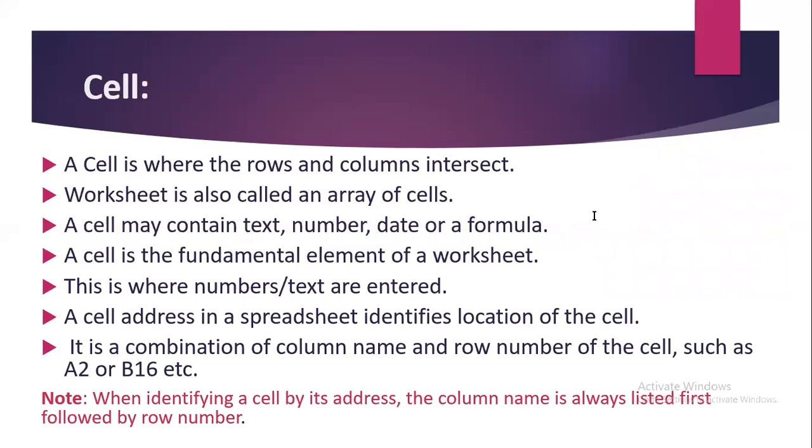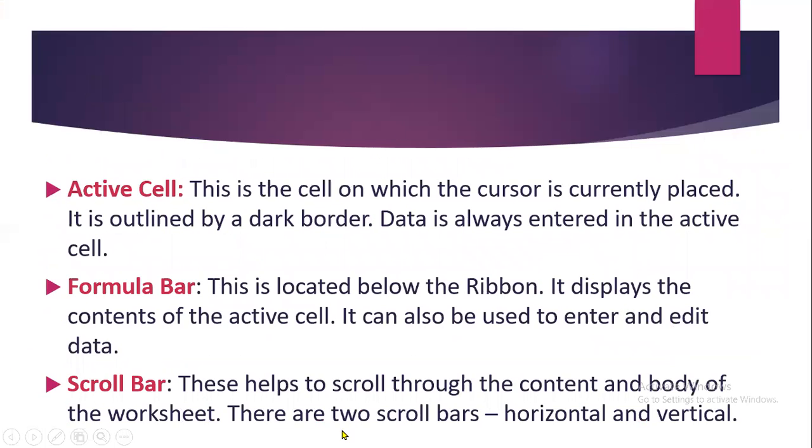Then next we have the active cell, formula bar, and scroll bar. What is the active cell? This is the cell on which the cursor is currently present. Where your cursor is currently present, that is known as the active cell. It is outlined by a dark border. Data is always entered in the active cell.